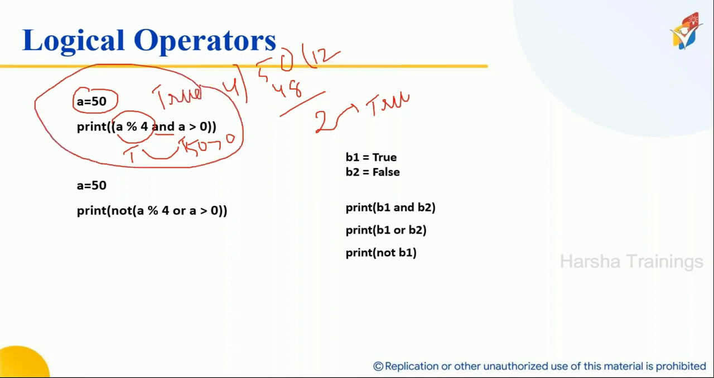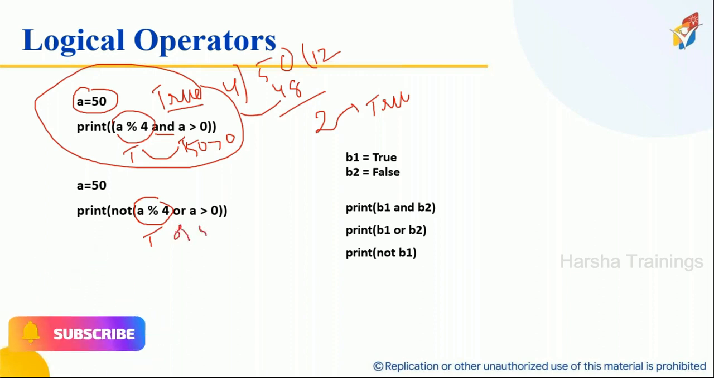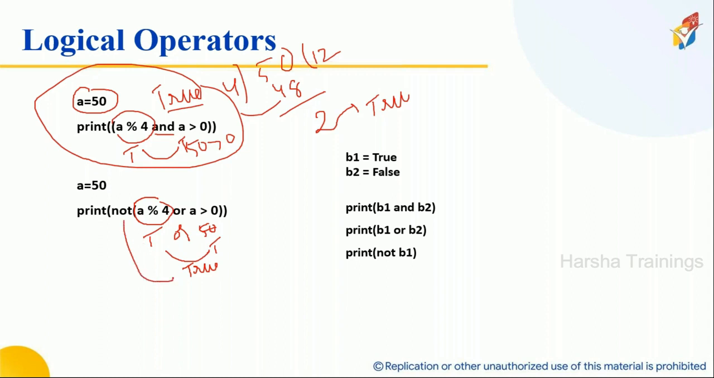The output for this expression is true. Now, shall I go to the next one? This expression is true, as we just calculated, and 50 is greater than 0 is also true. Both expressions are true, so the output will be true. Then the logic is NOT of true, which will be false. So the final output of this logic is false. Will you agree?